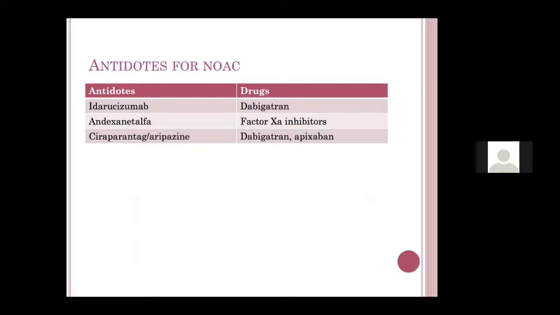Now we have some antidotes. For dabigatran, idarucizumab is the antidote, whereas for rivaroxaban and apixaban, it is andexanet alpha. It's just for MCQ. I don't know if any of you have used it, but it's very useful if it is given early. You cannot use it beyond 24 hours and all, where there is no point of giving it.